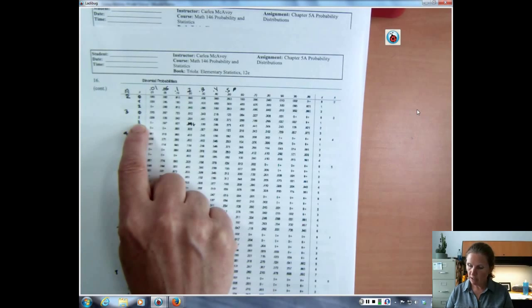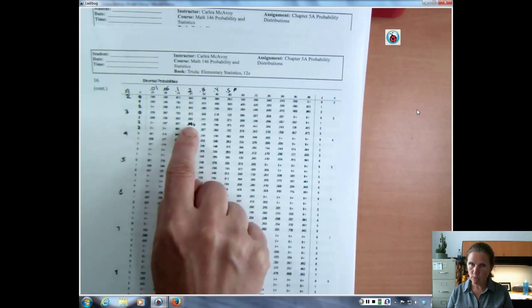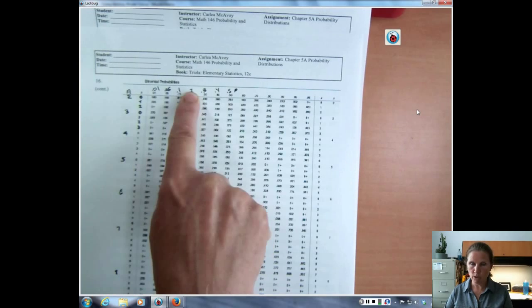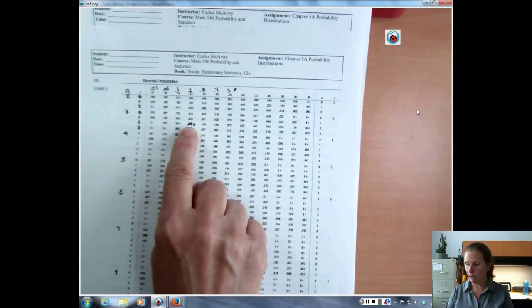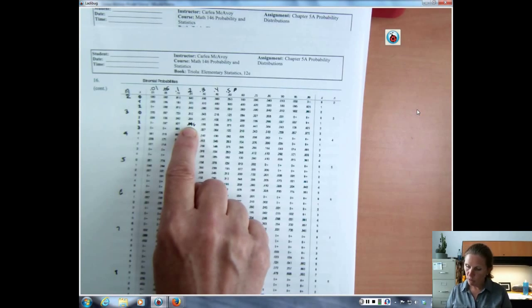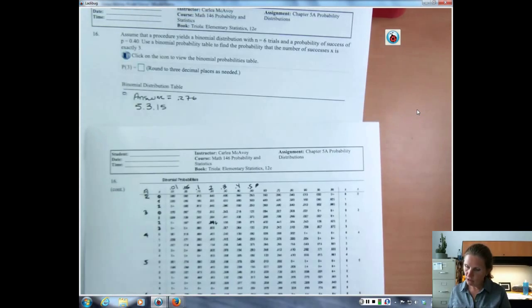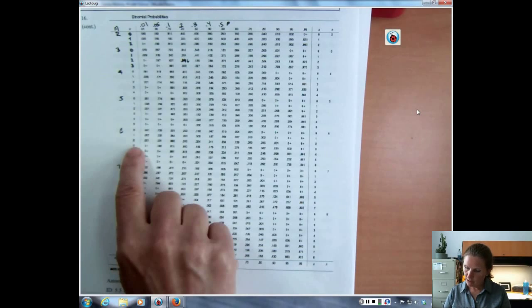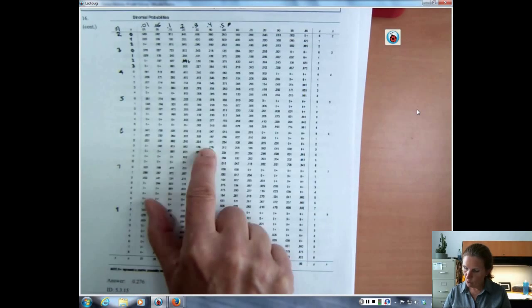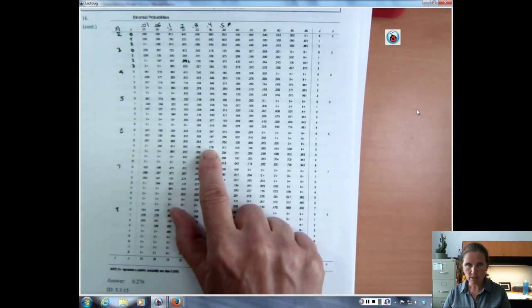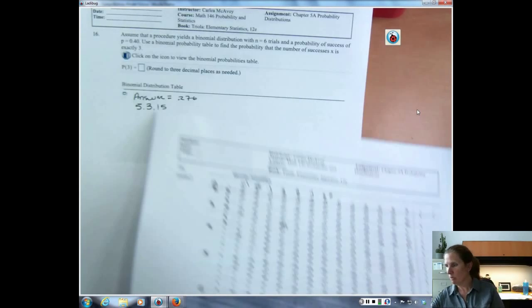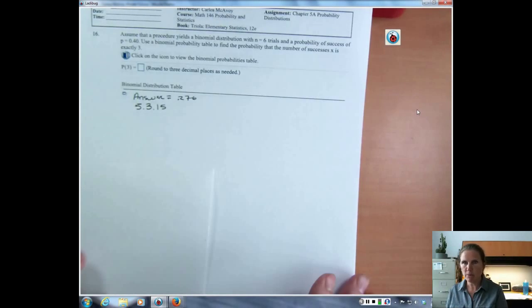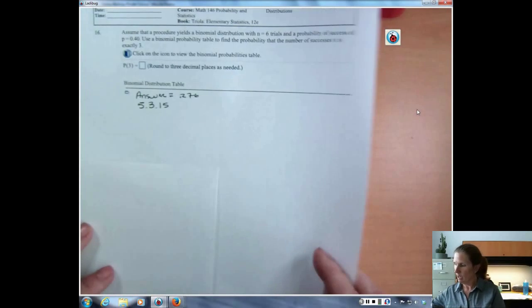And then you would slide along until you got to the column under 0.2, because we had a 20% chance of success, and that would be 0.096. Oh, that was for the last one. For this one, we were on 6 trials, 40% probability, and 3 successes. So we'd go to 6, 3 successes, and slide over to 0.4, and we'd see 0.276. So we could use the table, that's what they're suggesting, but I would use the calculator.